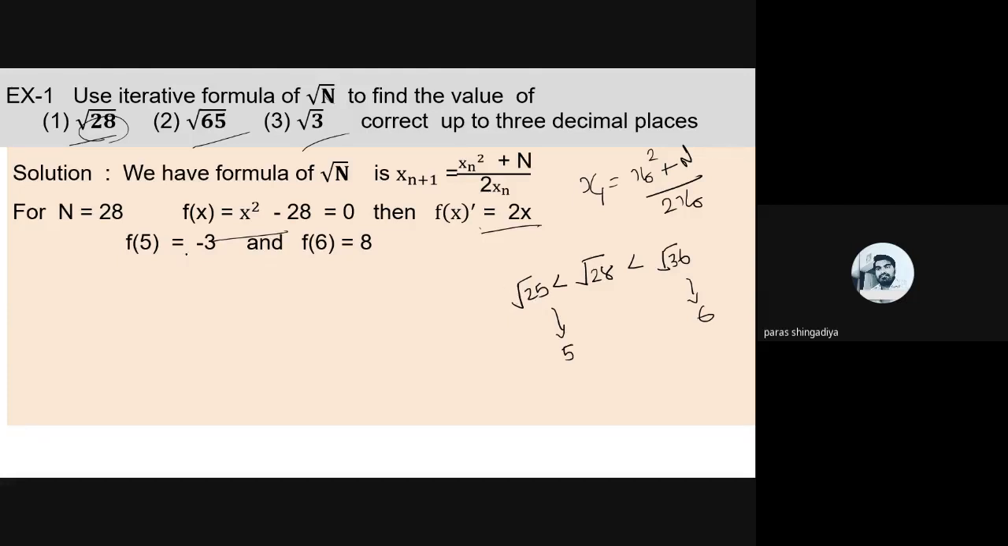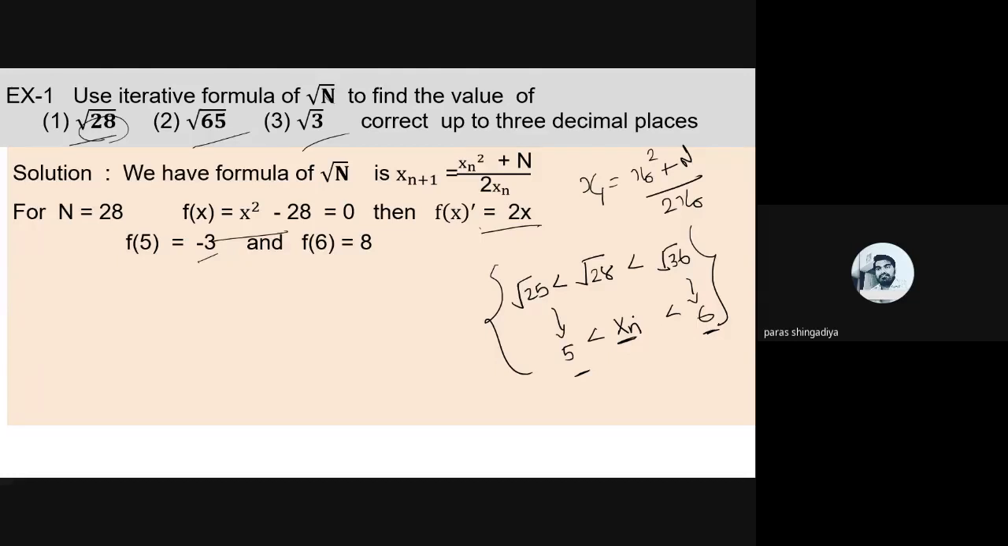And you can also check this with the outputs 5 and 6. Okay, why consider f of 5? Because we get a negative answer, and f of 6 will get a positive answer. So root of 28 will lie in between 5 and 6. Then you can also use this method. Okay, what is the answer of root 28? The answer of the square root of 28 will lie in between the square root of 25 and the square root of 36, which means your answer will lie in between 5 and 6.